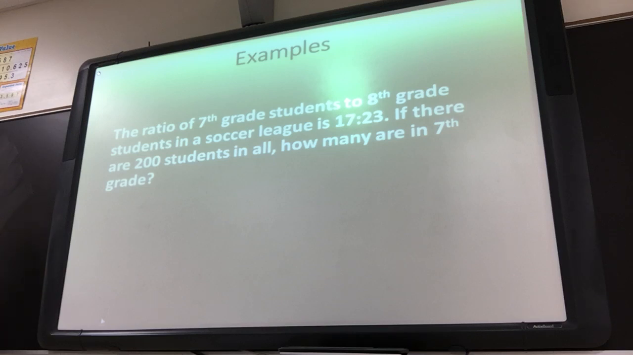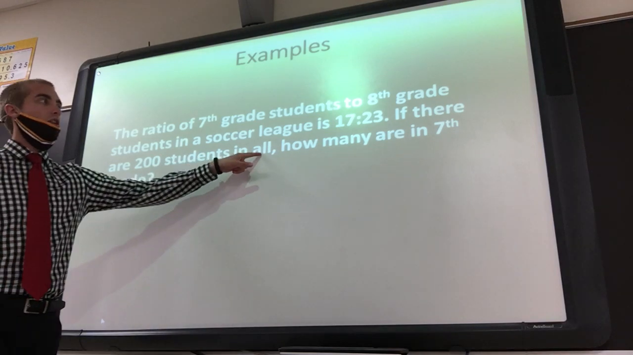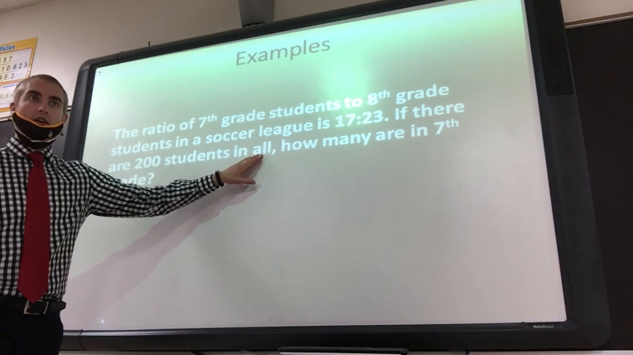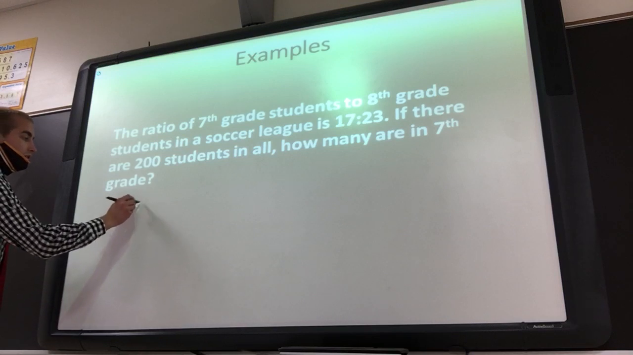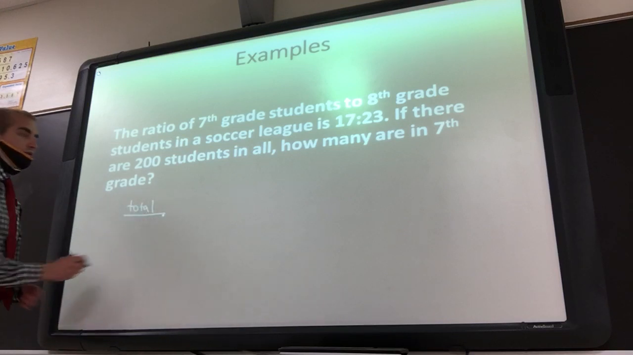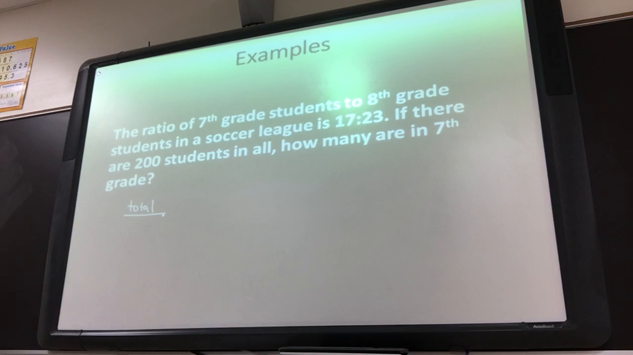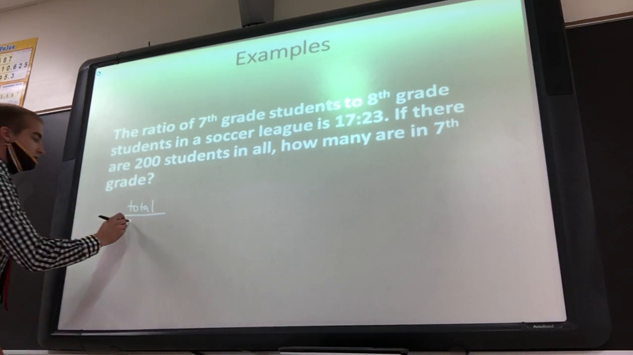The students. What students? There's different types. 200 students is what? 7th grade, 8th grade? Both of them combined. Everybody see that? It's 200 students in all, so that's 7th and 8th grade. So we've got total students, we'll put that on top, over what else are we comparing then? Total students to what? What's the question ask us to find? 7th grade. So total students over 7th grade.